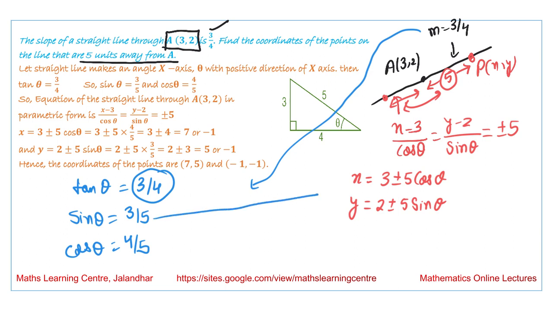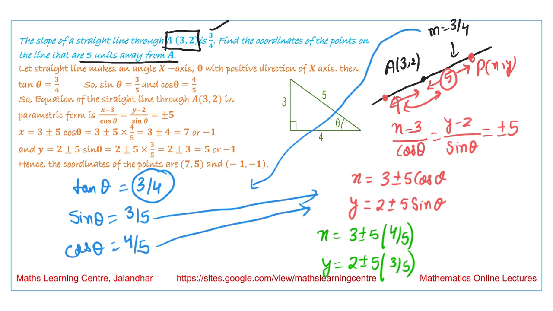When we substitute both these values in these equations, we obtain x is equal to 3 plus or minus 5 into 4 by 5, and y is equal to 2 plus or minus 5 into 3 by 5.